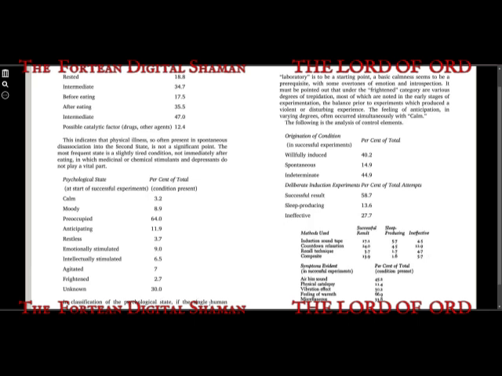In classification of psychological state, if the single human laboratory is to be a starting point, a basic calmness seems to be a prerequisite, with some overtones of emotion and introspection. It must be pointed out that under the frightened category are various degrees of trepidation, most of which are noted in the early stages of the experimentation. The balance prior to experiments which produced a violent or disturbing experience, the feeling of anticipation, in varying degree, often occurred simultaneously with calm. Following is the analysis of control elements.